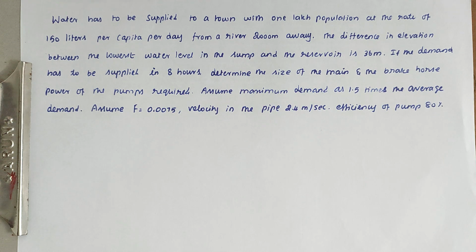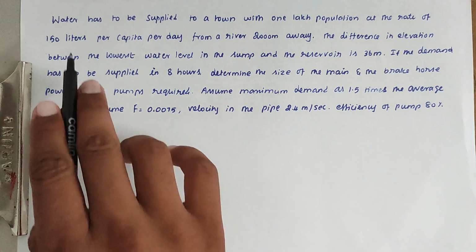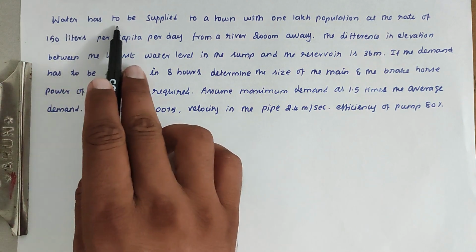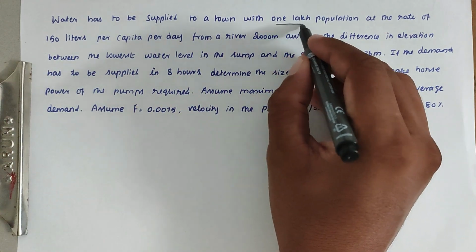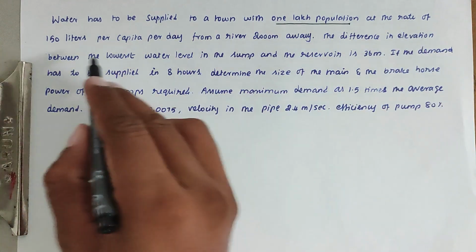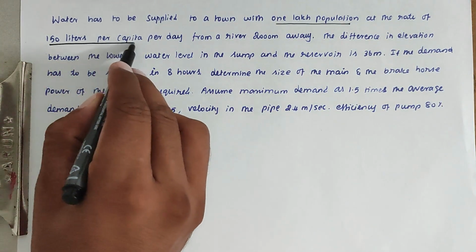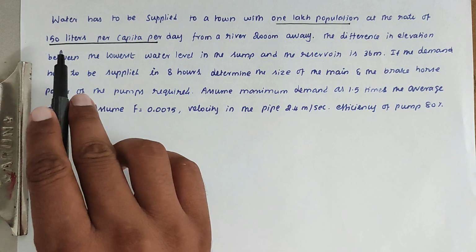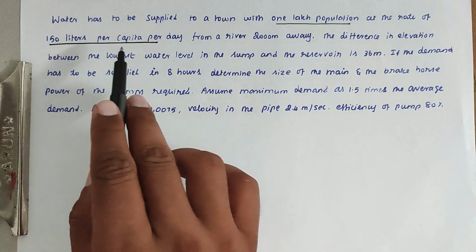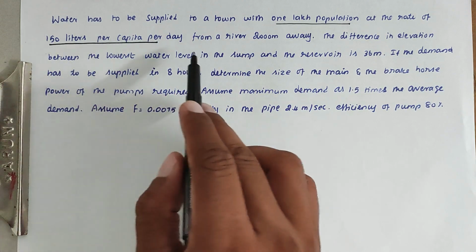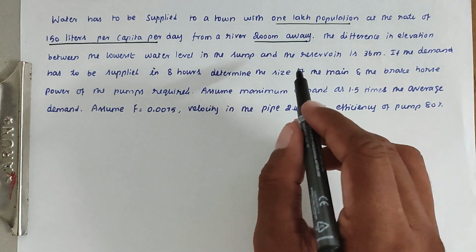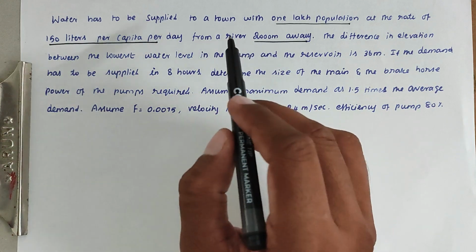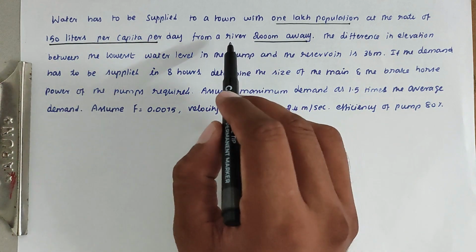Today we are going to see a problem related to water supply engineering, in the topic of design of conduit. The question is: water has to be supplied to a town with 1 lakh population, at the rate of 150 liters per capita per day. So the daily demand is 150 liters per person. The city is 2000 meters away from the river.